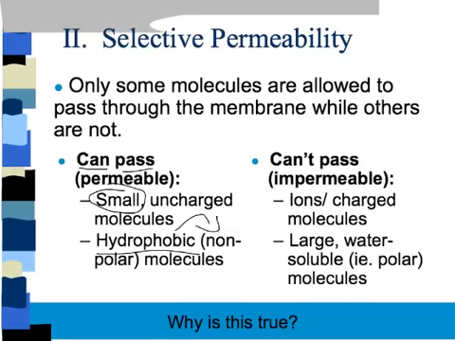The things that cannot pass through the membrane are things that are very large, things that are charged, because having a charge is very similar to being polar, or things that are polar, because these things will not mix well with the hydrophobic barrier the membrane has created.